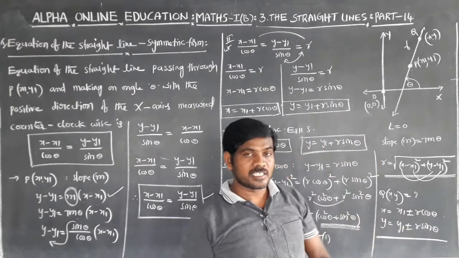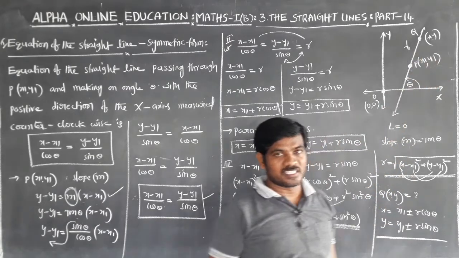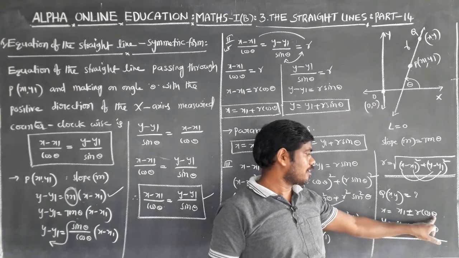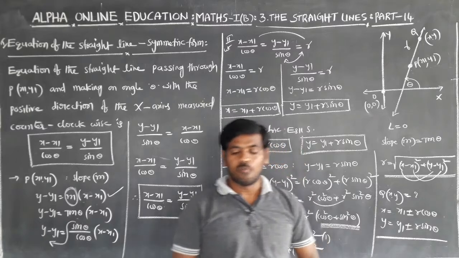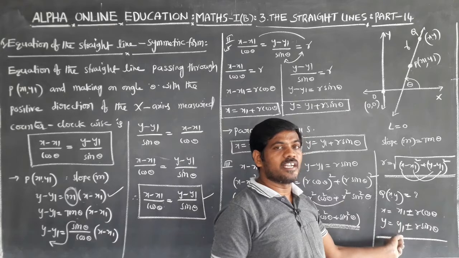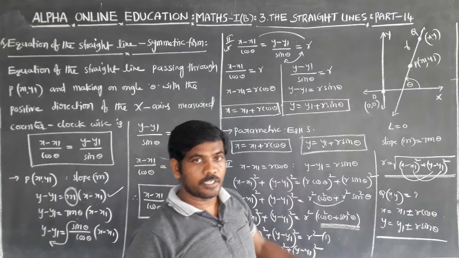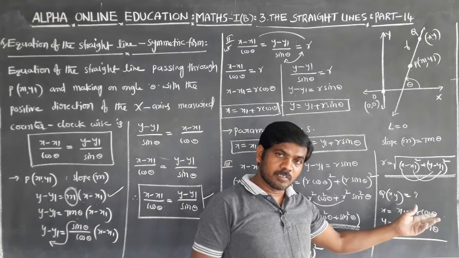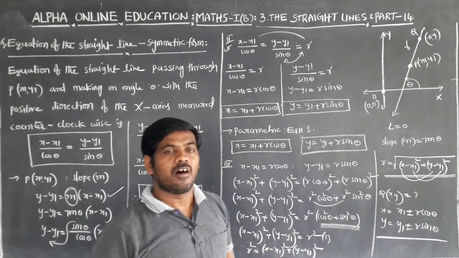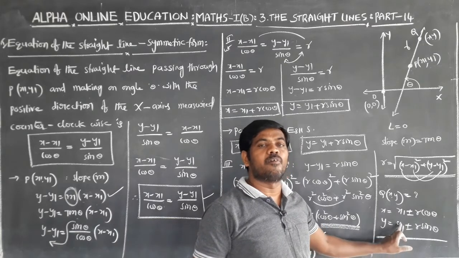The coordinates of the point Q at distance r from P (x1, y1) are x is equal to x1 plus or minus r cos theta, y is equal to y1 plus or minus r sin theta. This is the formula for finding the coordinates of the point Q.